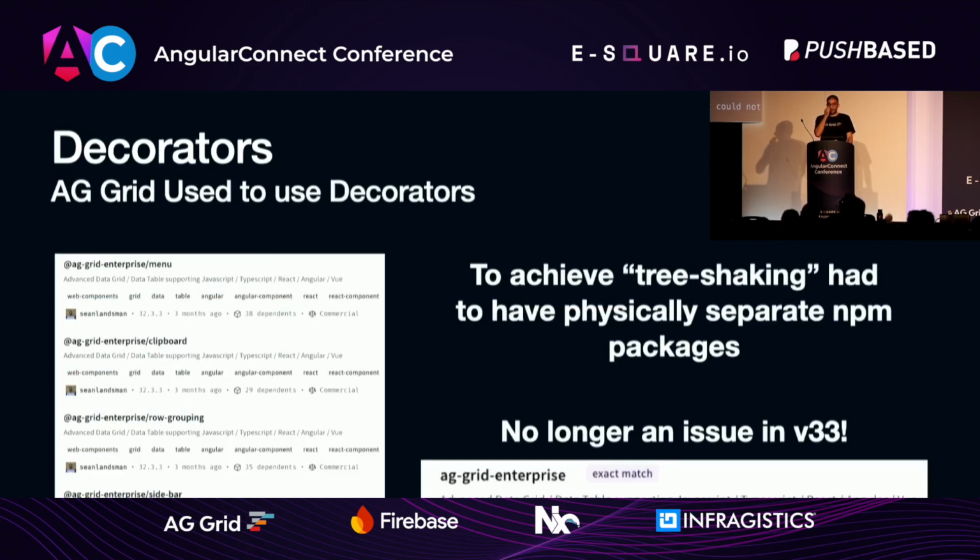So in AG Grid, you maybe have seen all the different modules and npm packages. That was our way of tree shaking. If you didn't include the npm package, then you wouldn't have the code. Whereas now that we've made all these changes and got rid of our use of decorators, we can put all of our feature modules in one npm package. It's simplifying all of your code, but still achieving good tree shaking.